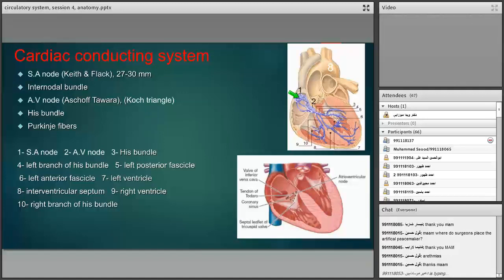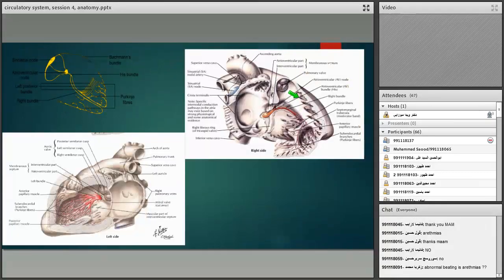Any other question? Okay, very good. Before explaining the other, at first, take a look at these slides. Yes, abnormal beating is arrhythmia.